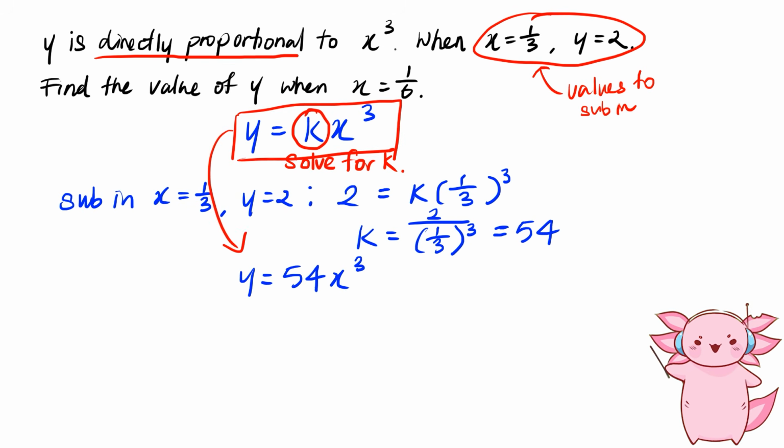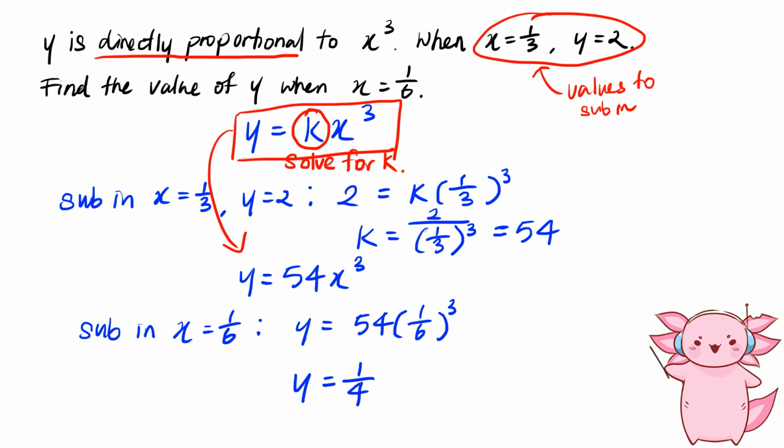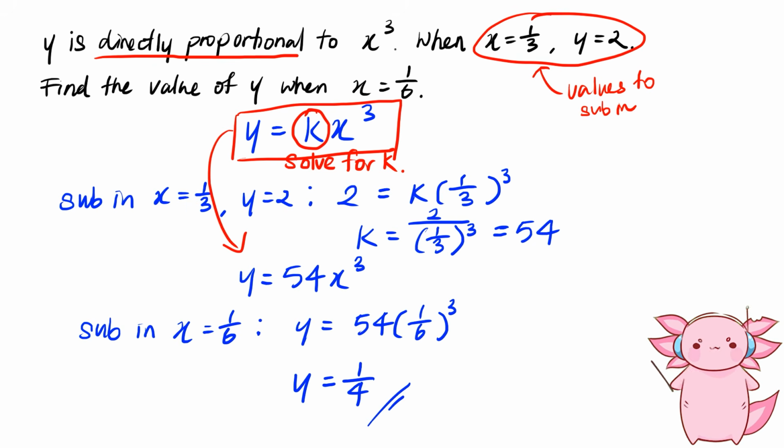Now our equation becomes y is equal to 54x cubed. The final step is to just sub in x is equal to 1 over 6 and we can get the final answer of y is equal to 1 over 4.